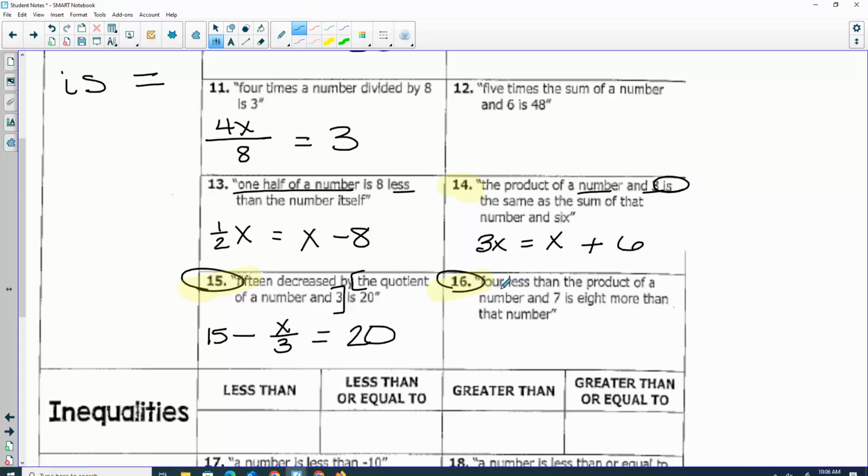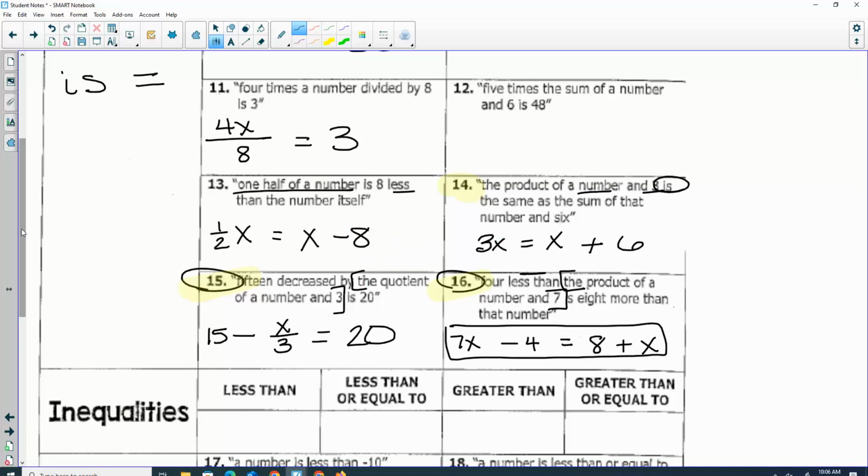Number 16, 4 less than. Less than means subtract, but it's a turnaround phrase, so it's a minus 4. Okay, we are subtracting from the product of a number and 7. How would I write that? Is means equals 8 more than. Could you have written x plus 8? Yes, because addition order doesn't matter. But with subtraction, that order does matter, so it has to be a 7x minus 4.